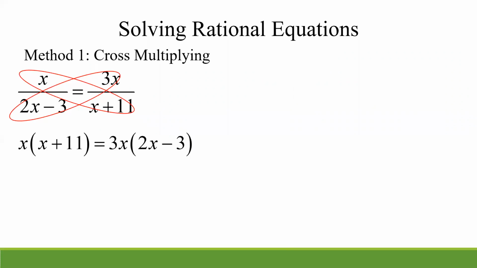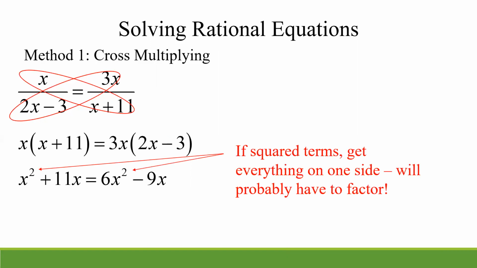And then just write it all out. So x times x plus 11, 3x times 2x minus 3. Distribute just like before. Notice, don't forget your exponent rule. So we got some x squareds in there also. And the thing to remember too here, folks, is if you see an x squared, it's probably a good idea to get everything on one side, because that's kind of a dead giveaway that you're probably going to end up having to factor at the end.